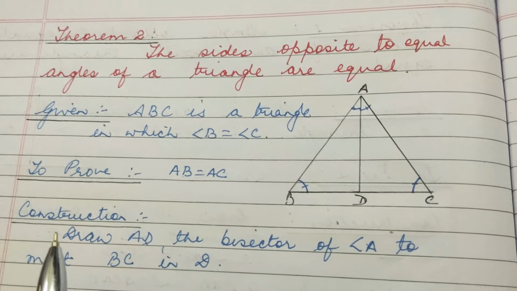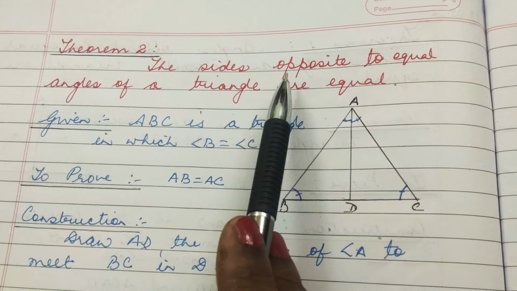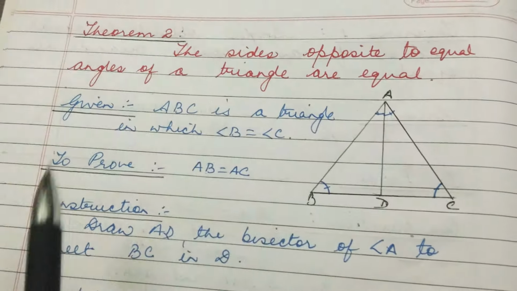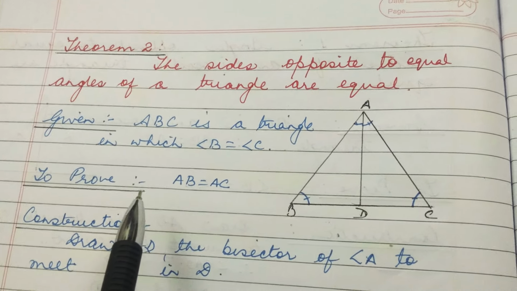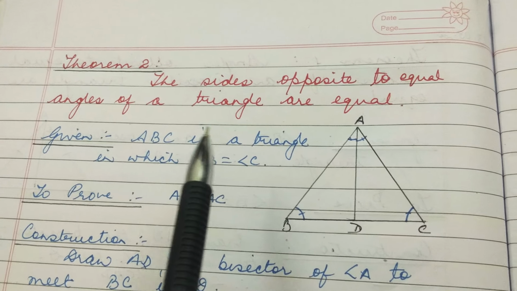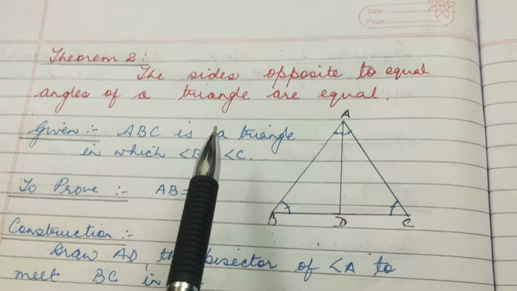Now, let us see the next theorem. It is given that the sides opposite to equal angles of a triangle are equal. This is the converse of the previous theorem. Over there we proved that the angles opposite to equal sides are equal. Now we have to prove that the sides opposite to equal angles of a triangle are equal.